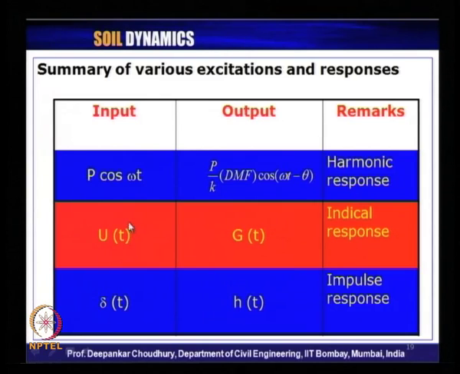Then we have seen that if our input is the Heaviside step function, then the output is called the indicial function or indicial response. It is known as the indicial response function. Also, if the input is Dirac's delta function, then the output is h of t, which is known as the impulse response function.